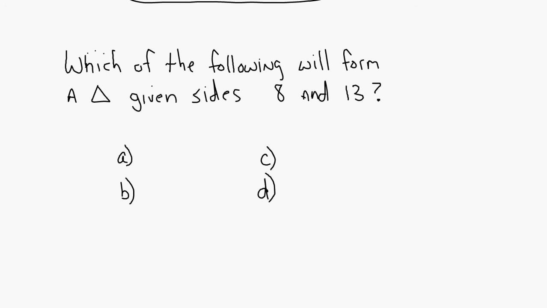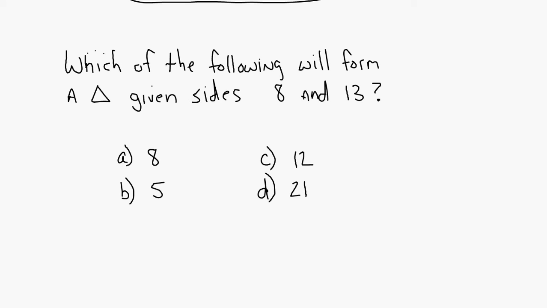Which of the following will form a triangle given sides 8 and 13? What would you make answer A? 8. What would you make answer B? 5. Good call. What would you make answer C or D? 13. 21. Right? And have we listed the correct answer yet? Haven't listed the correct answer. 12. Doesn't it have to be between 5 and 21? Yes, then maybe make the correct answer 12.